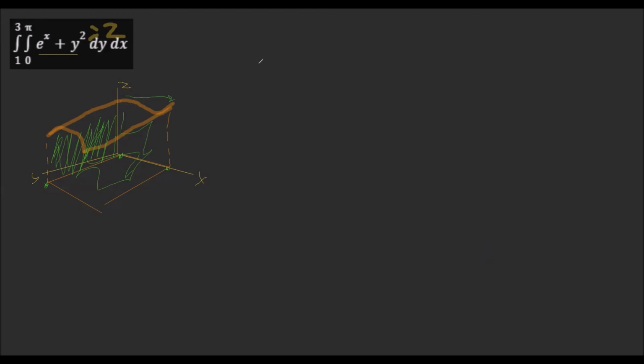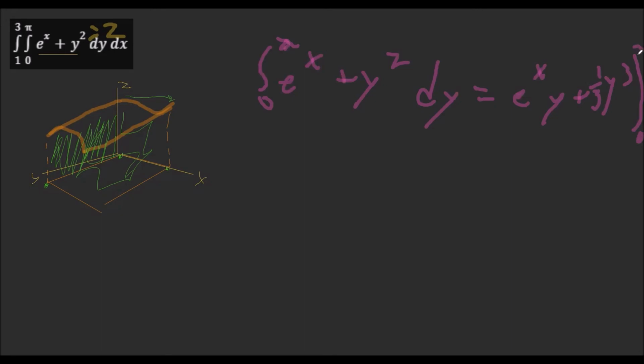I'm going to choose a bolder font. Okay, so the antiderivative of e to the power of x plus y squared with respect to y, of course, is going to be equal to e to the power of x times y plus 1/3 y cubed. Keep in mind that this is from y equals 0 to y equals pi, and so I'll throw that in now.